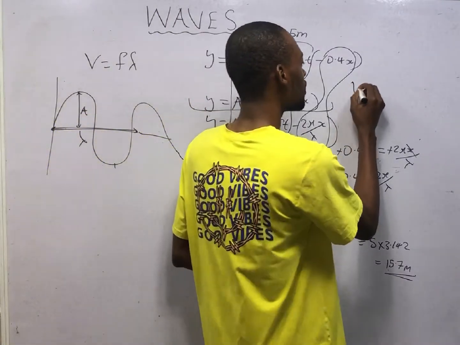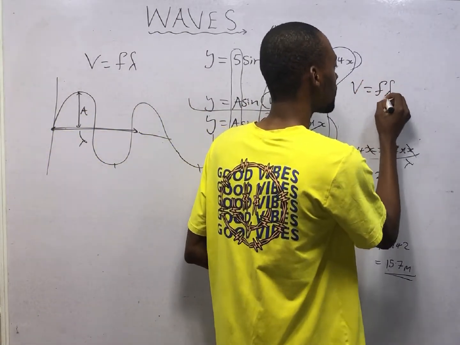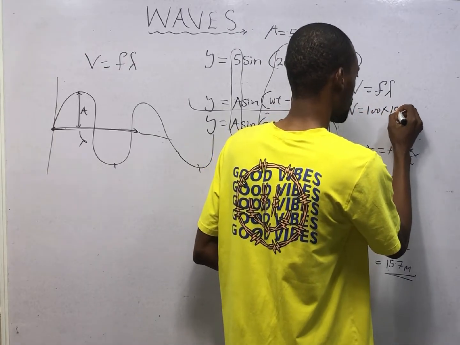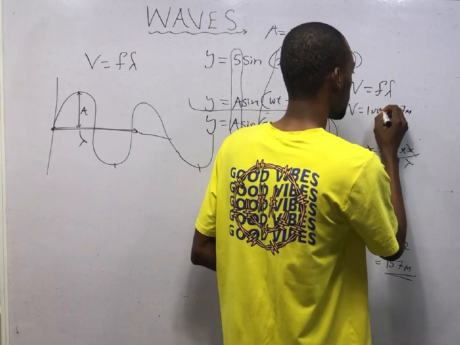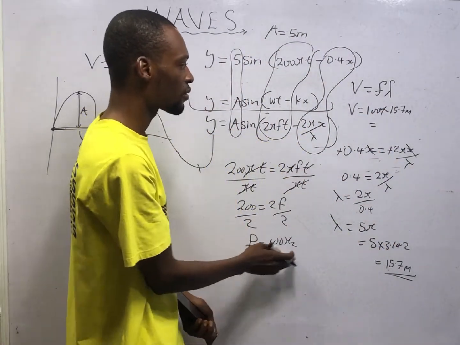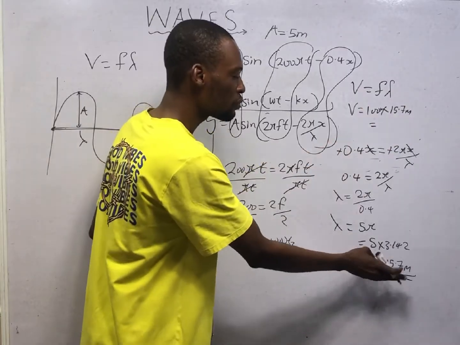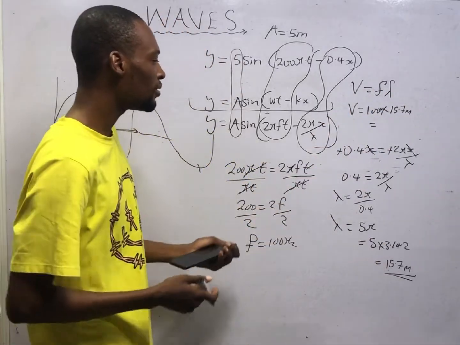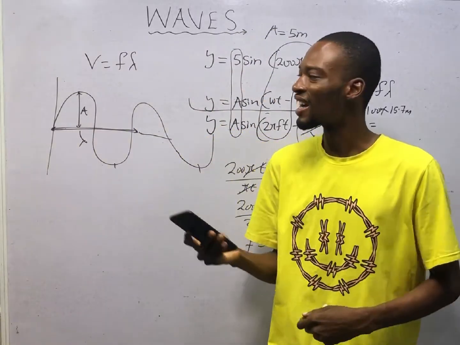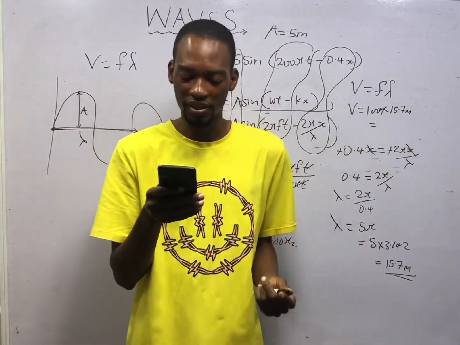If you are asked for velocity, velocity is f lambda. V is equal to 100 times 15.7 meter hertz, because frequency is 100 hertz, wavelength is 15.7. So you've gotten the value of frequency. That is it for progressive wave and calculations under waves.